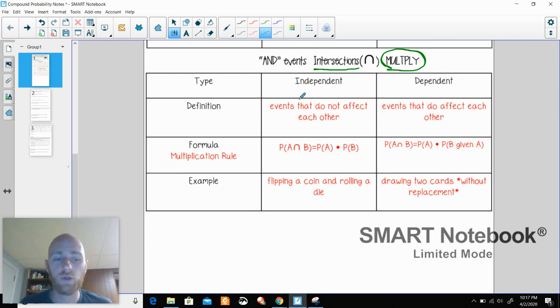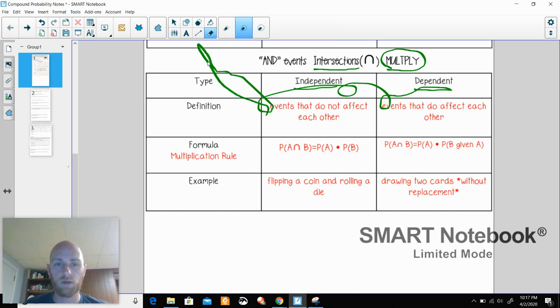All right, so the two different types of events we have to look at here are they independent or are they dependent? Okay. Ooh, that was fun. Oh, it's still going. Yay. Okay, so new technology, always fun.